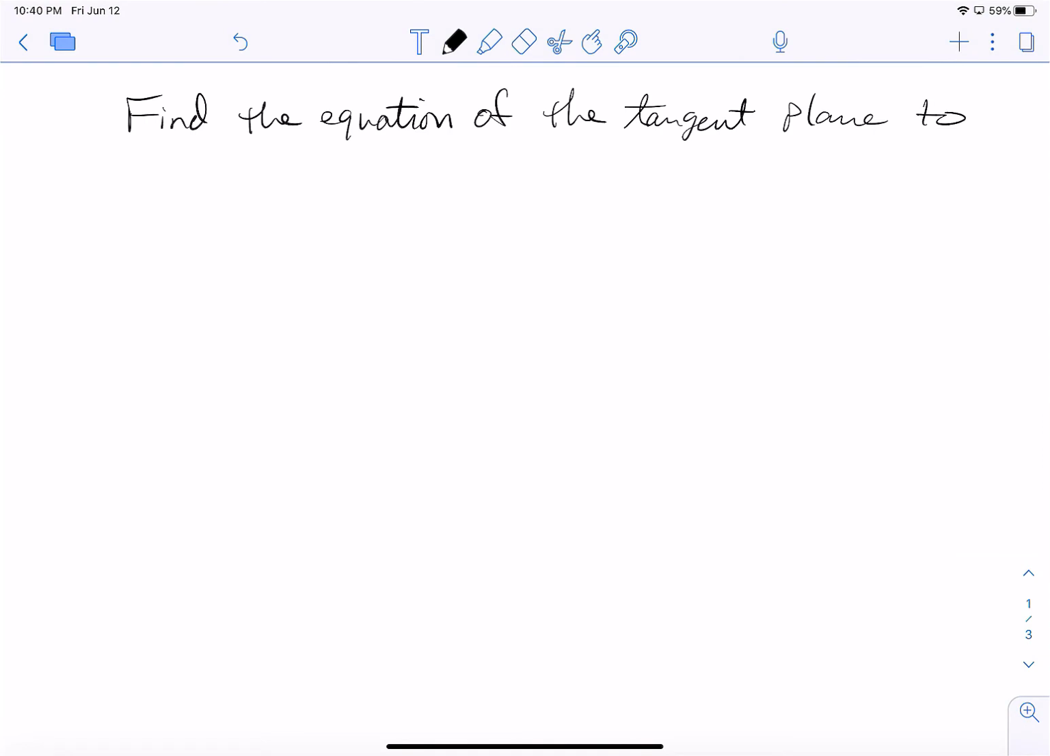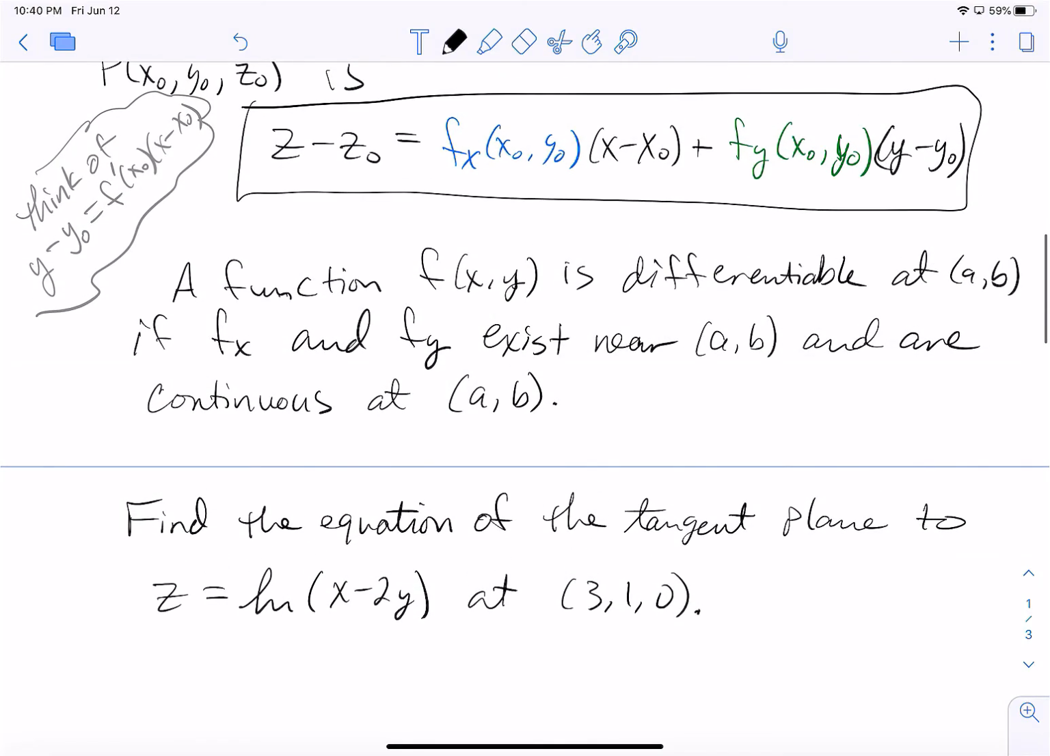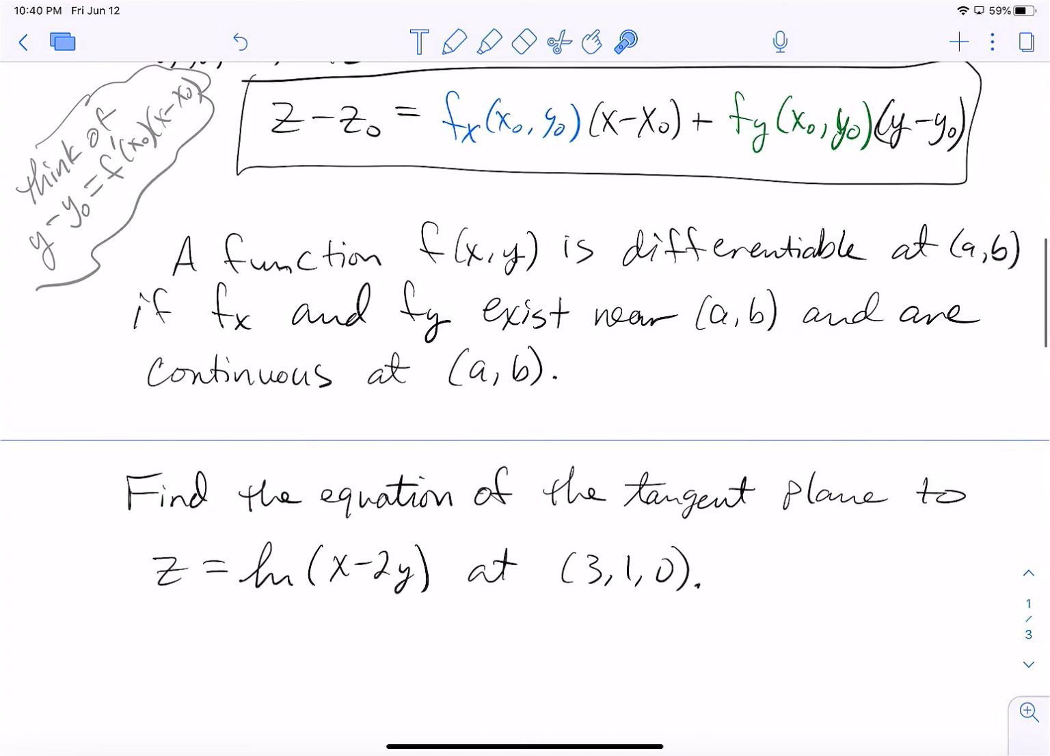Now let's find the equation of a tangent plane. Our directions are: find the equation of the tangent plane to z equals the natural log of x minus 2y at the point 3, 1, 0. Referring to the equation that we just saw, we need the partial of f with respect to x evaluated at 3, 1, the partial of f with respect to y evaluated at 3, 1, and then put that together as the equation of a plane.